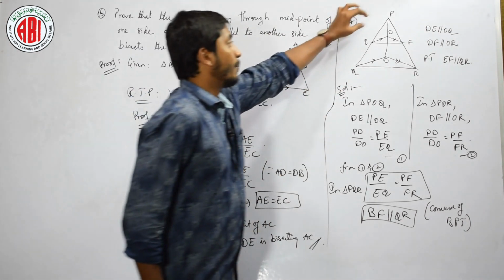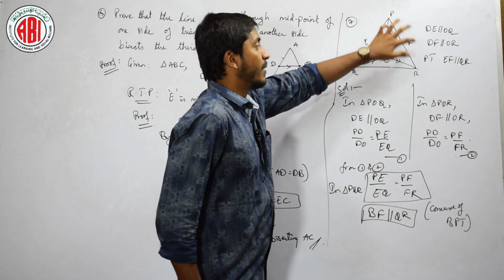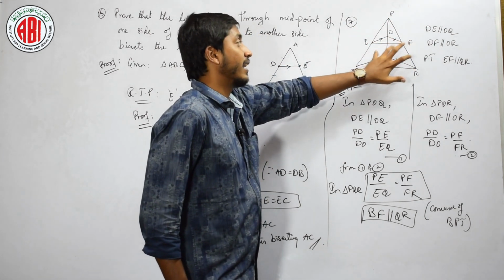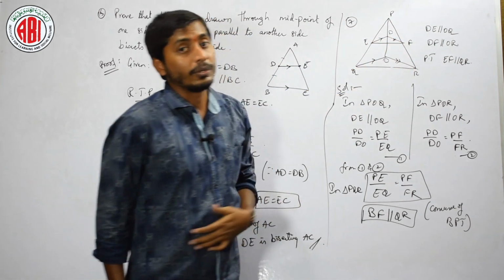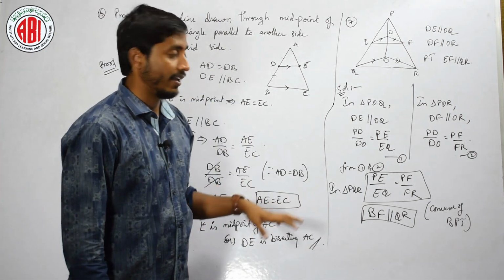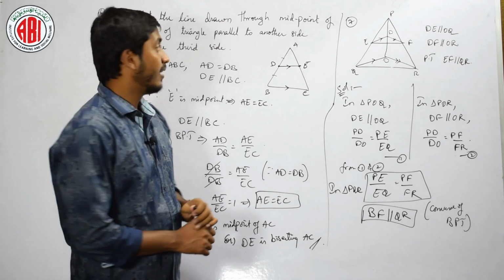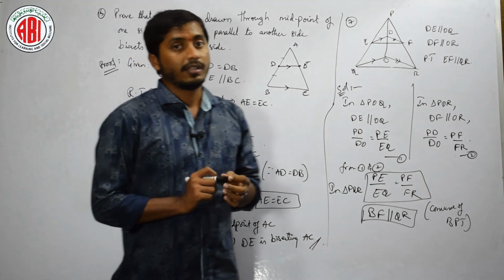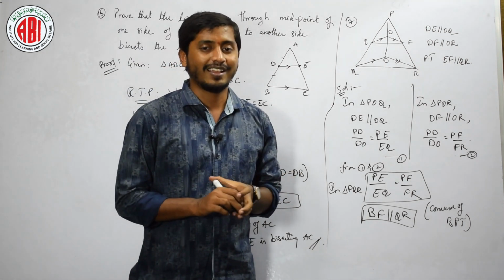See here, PE by EQ is equal to PF by FR. Then I can directly tell that EF is parallel to QR. Did you understand the basic theory here? Is it clear? These are the two problems in this exercise. Let us move on to the next problem.